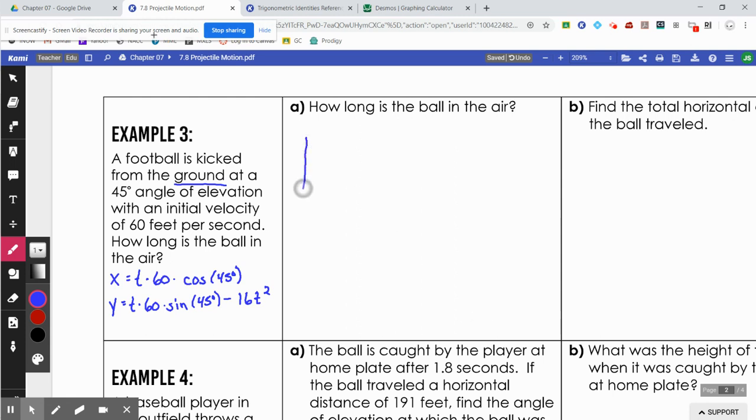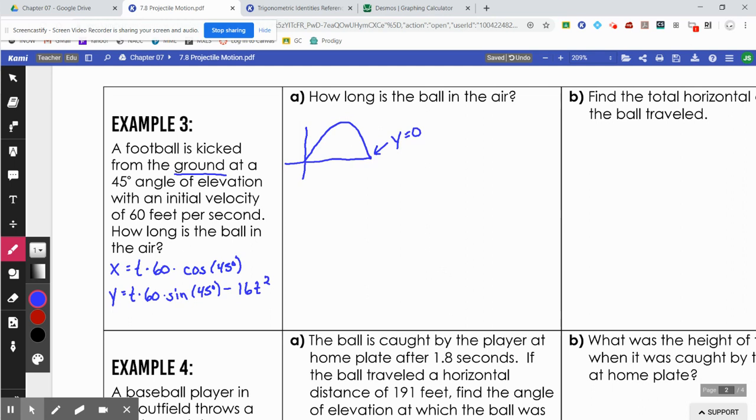So again, let's talk about this. As a ball is kicked, when it hits the ground, what you need to remember is that your y value is equal to 0. So since our y value is equal to 0, we're going to use our second equation. And we're going to simply take that second equation and try to figure out at what time will my y value be 0.